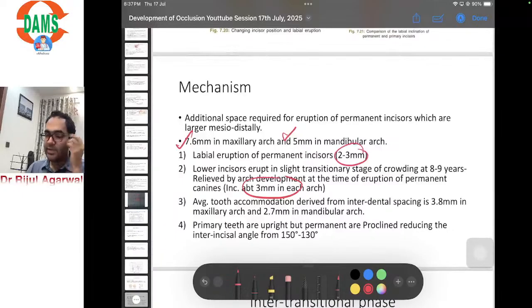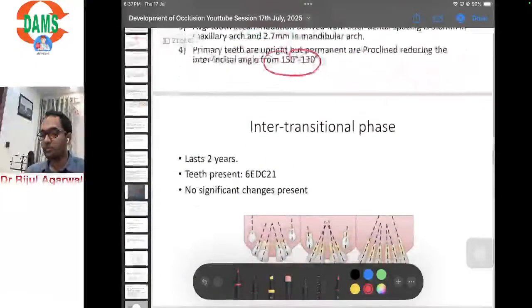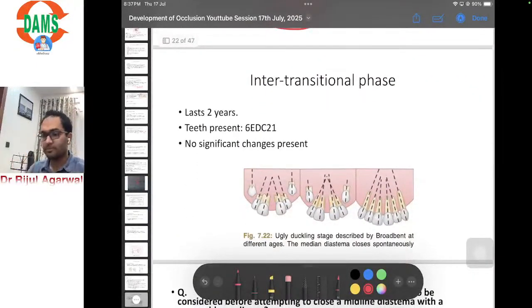Next, the primary teeth are upright. Remember vertical inclination, whereas the permanent teeth are proclined. So the space reduces when the teeth are proclined. The intra-incisal angle is reduced from 150 to 130 degrees. Earlier they were upright, now they are proclined. Two very important concepts: early mesial shift and incisor liability.